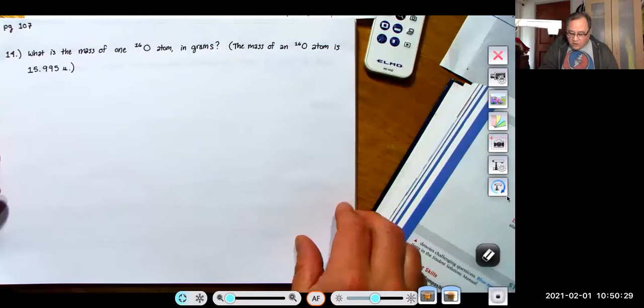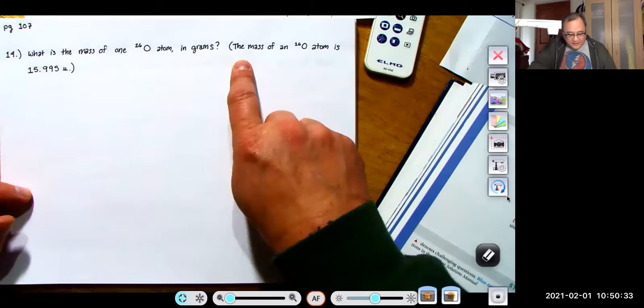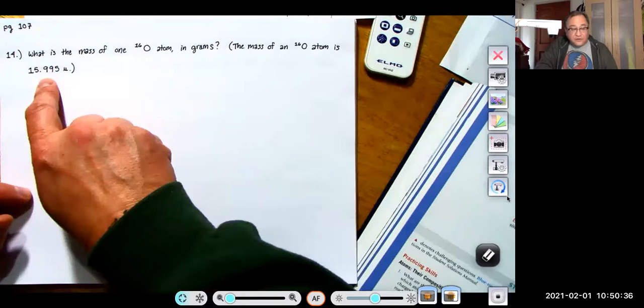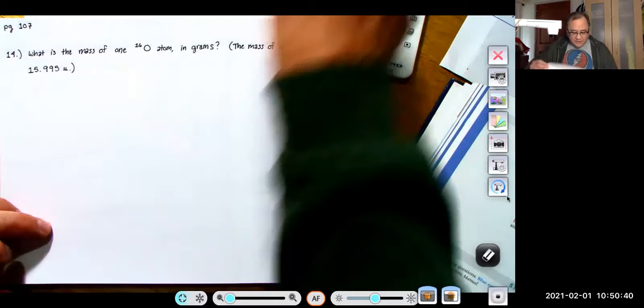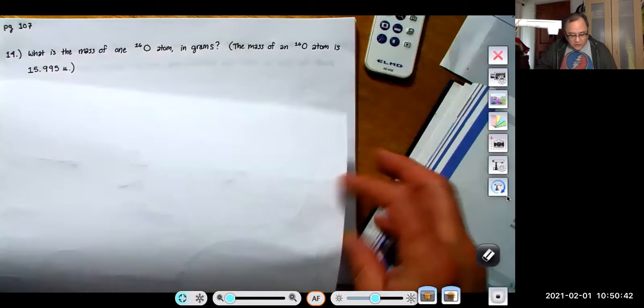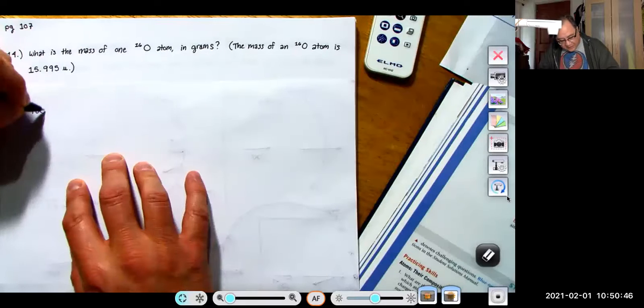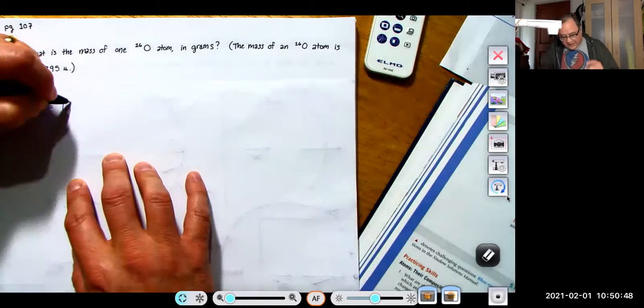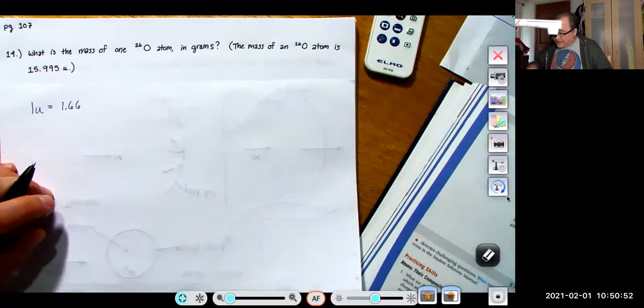What is the mass of one O atom in grams? The mass of an O atom is 15.995 U. So there's that abbreviation of the abbreviation. And for this, we're going to need to know what 1 AMU is. I don't memorize it. I know it's 1.66, and I think it's 1, but I'm actually going to look it up because, again, I don't memorize it.